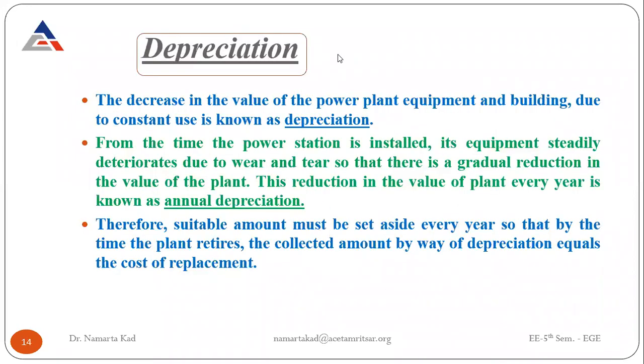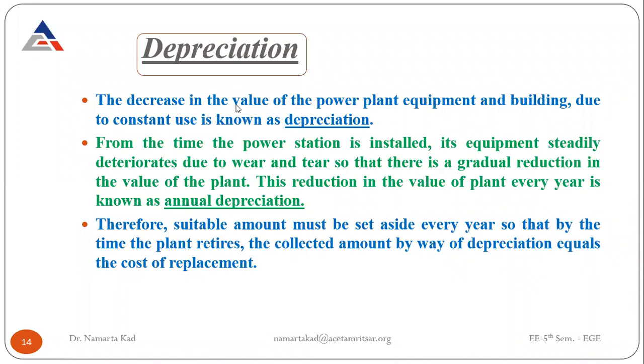Okay, the next topic is depreciation, a very important topic. What is depreciation? It is the decrease in the value of the power plant equipment and building due to constant use. Let's take one example of your motorbike. Say you purchased that motorbike in 2016, and after 5 years its cost reduces due to maintenance or repair. The cost of your motorbike in 2016 is not the same as its cost in 2021. So that decrease in the cost of any machinery or equipment is termed depreciation.